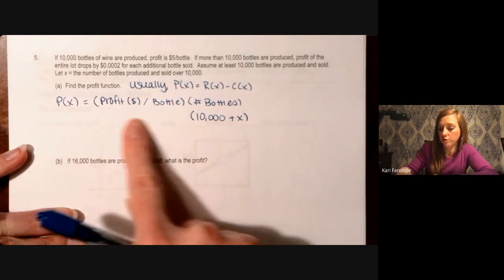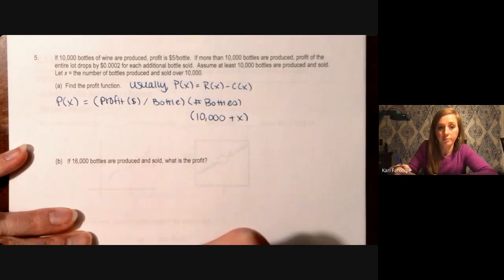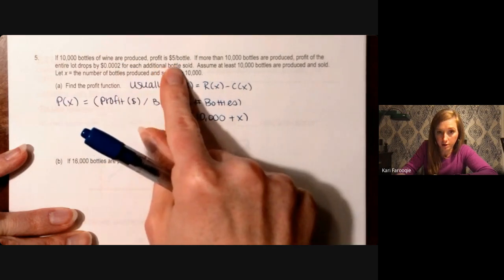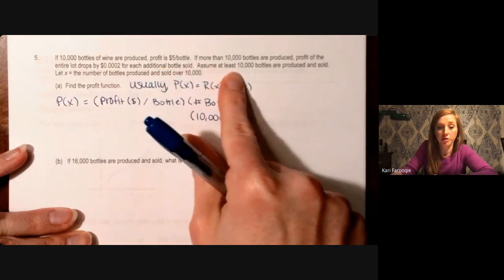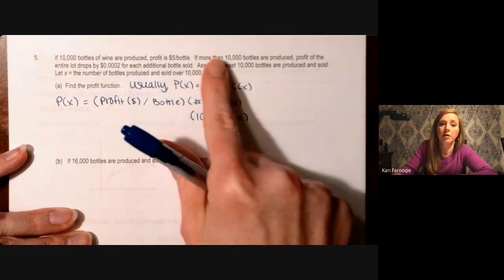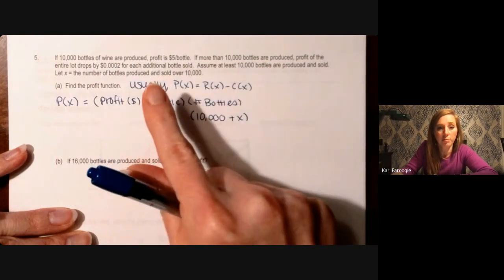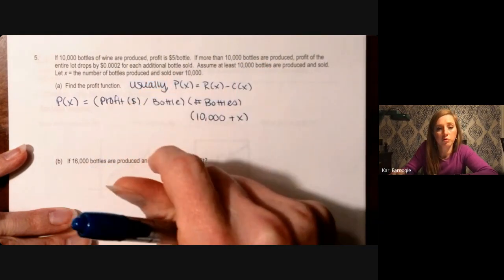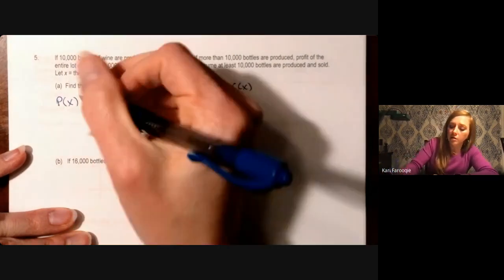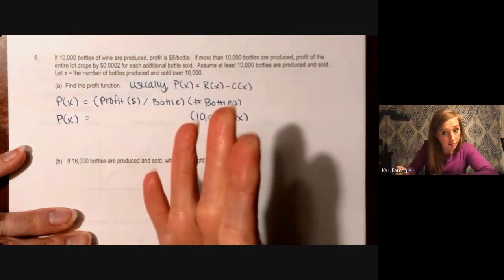Now you just need to figure out the profit per bottle. Well, you were told initially that if there are 10,000 bottles produced and sold, the profit is $5 per bottle. But now you're being told, assume at least 10,000 are produced and sold. So there's going to be more than that. If more than 10,000 bottles are produced, profit of the entire lot drops by $0.0002 for each bottle sold. So we're going to think about this here as, okay, the profit would be $5 a bottle.